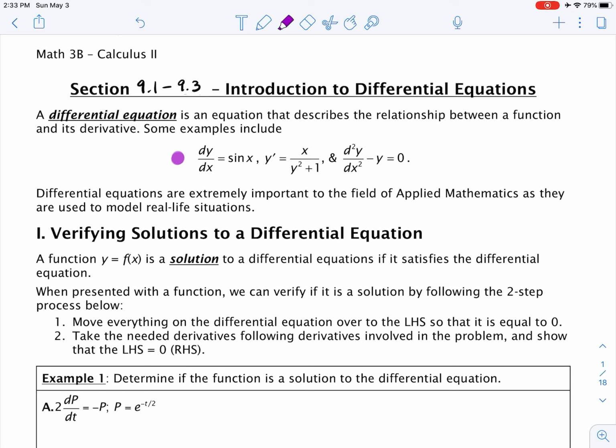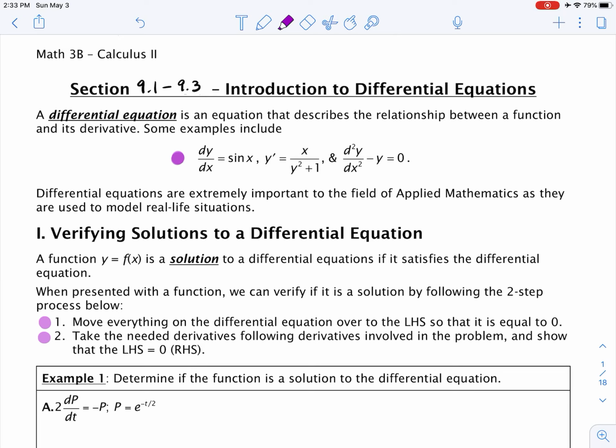And how would we verify or validate that that function is a solution to the differential equation? We would, like we normally do, substitute the value of the solution into the equation. Only for differential equations, you also have to substitute the values of the derivatives of your function in order to validate. So here we've got a process, step 1 and step 2, for how to validate that y equal to f of x is a solution to a differential equation.